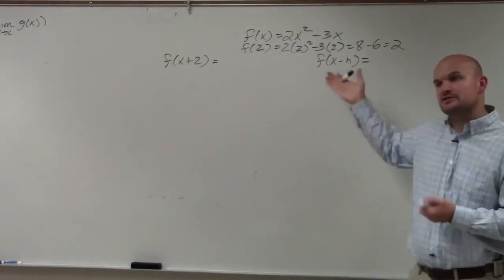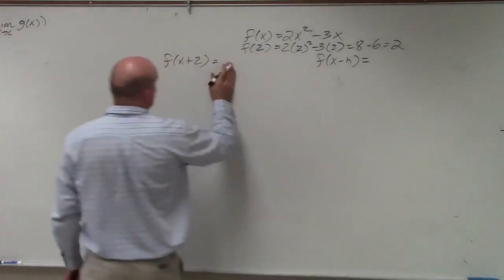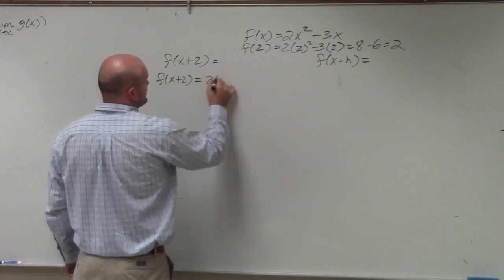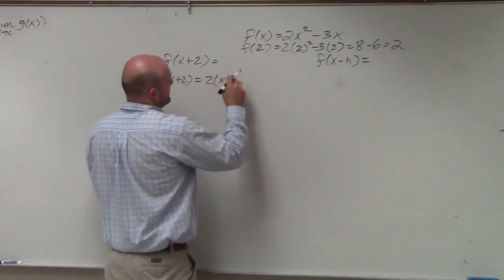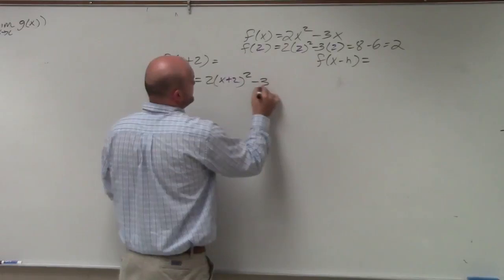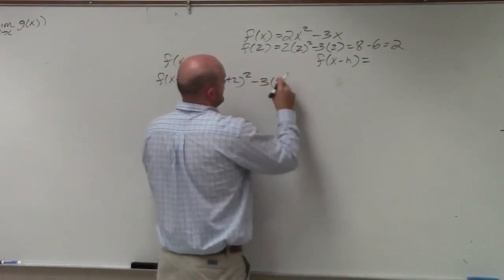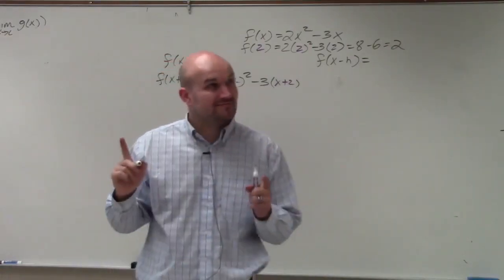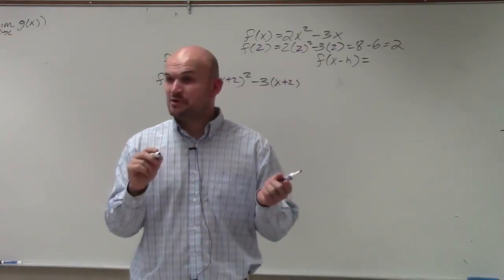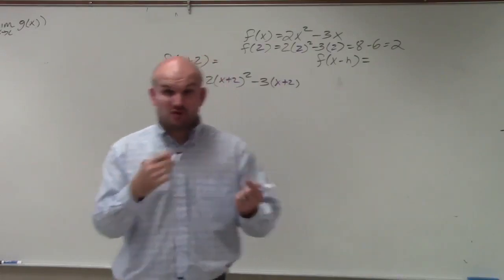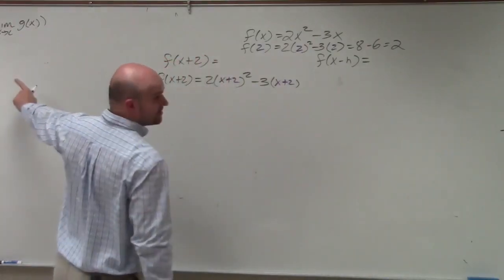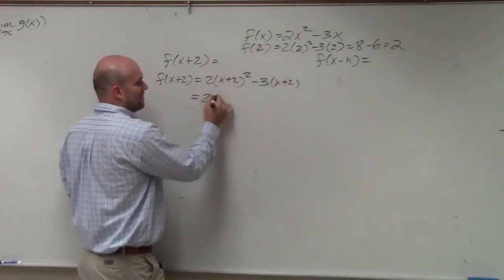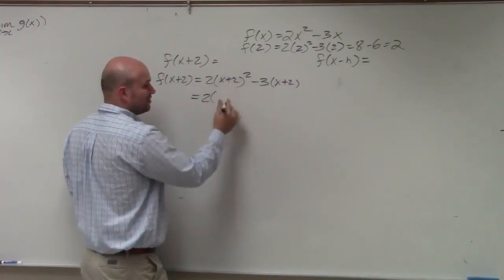Well, ladies and gentlemen, you're just following the exact same steps. f of x plus 2 is just going to be 2 times x plus 2 squared minus 3 times x plus 2. Now, remember what we did last class period. We practiced multiplying, and we multiplied binomials. I erased it, but it was up there. This is a binomial squared. You should know how to multiply a binomial squared. You don't need to do FOIL or all the crazy stuff.